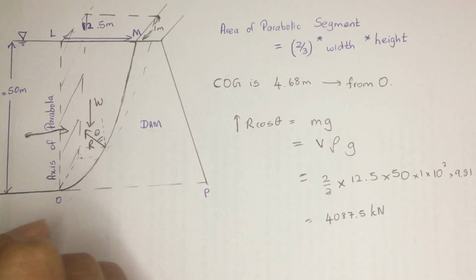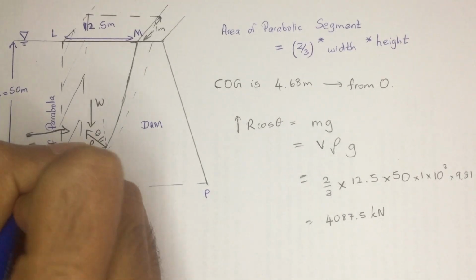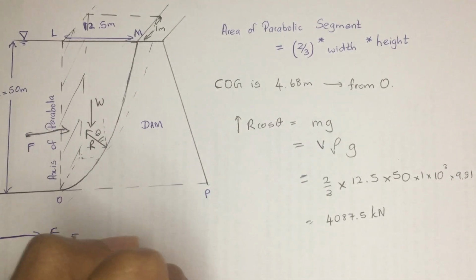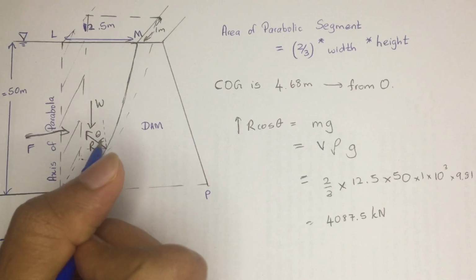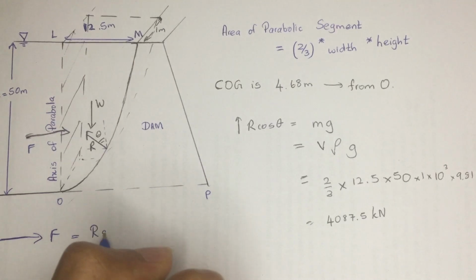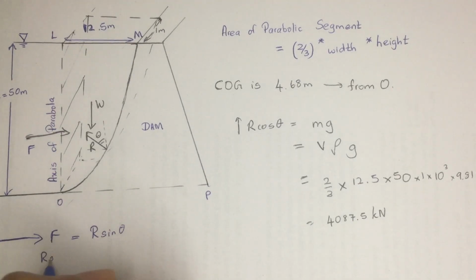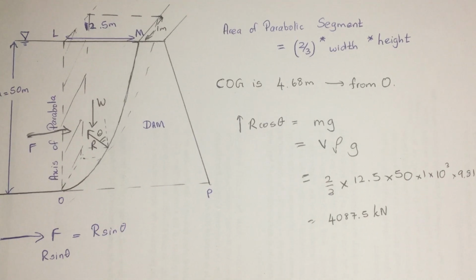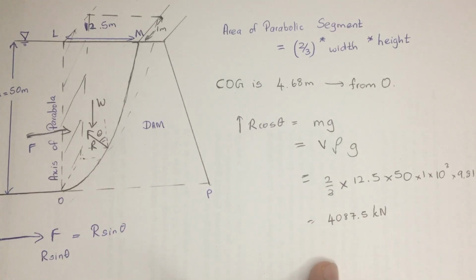Let's say this is F, it's going to be equal to R, and let's say this is theta from the vertical, we can directly tell it's going to be R sine theta. So we need to find the value of R sine theta. For that, we are going to find the value of this F. If we find that F, we can directly find the R sine theta, the horizontal component of the hydrostatic thrust. We have already found the vertical component of that hydrostatic thrust. From that, we can combine together and get the resultant hydrostatic thrust.